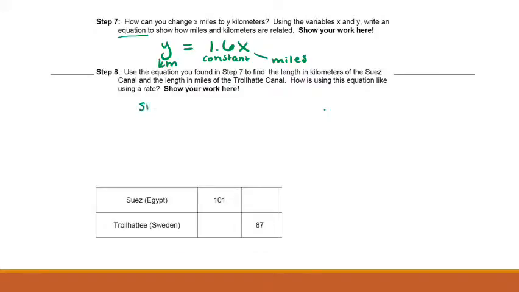So with the Suez Canal, we don't know the kilometers. So we're going to have y equals 1 6/10 for the constant rate times 101, which is the number of miles. And when we multiply that out, we get y equals 161 6/10 kilometers, which matches with what we found in our proportion earlier.